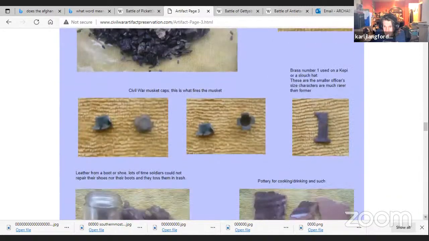Oh yes, a kepi is a slouched hat, the typical sort of Confederate ones that come down, and you've got the rim there. So that would be a brass number used on a kepi or a slouched hat there. These are the smaller officers' size characters. So that's basically what that is. Civil War musket caps that had actually been fired from a musket.